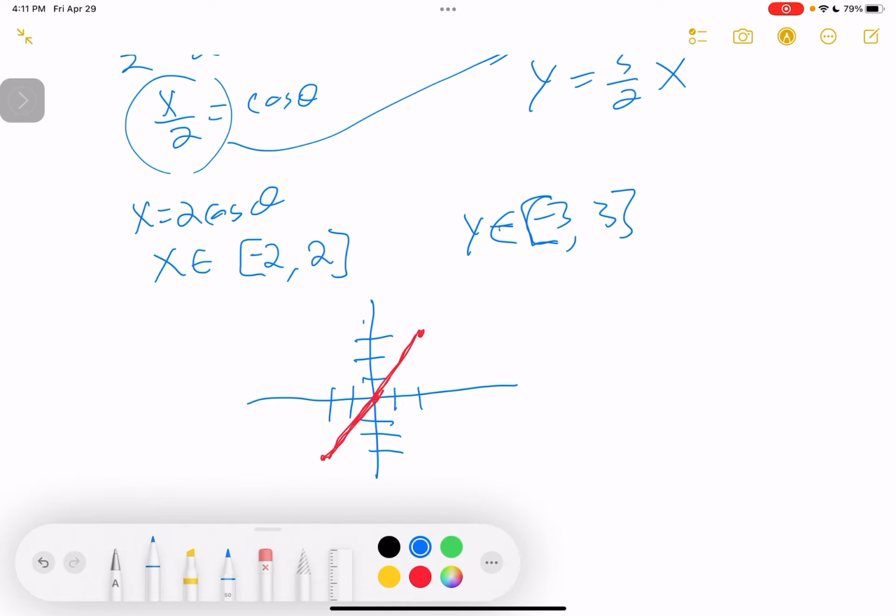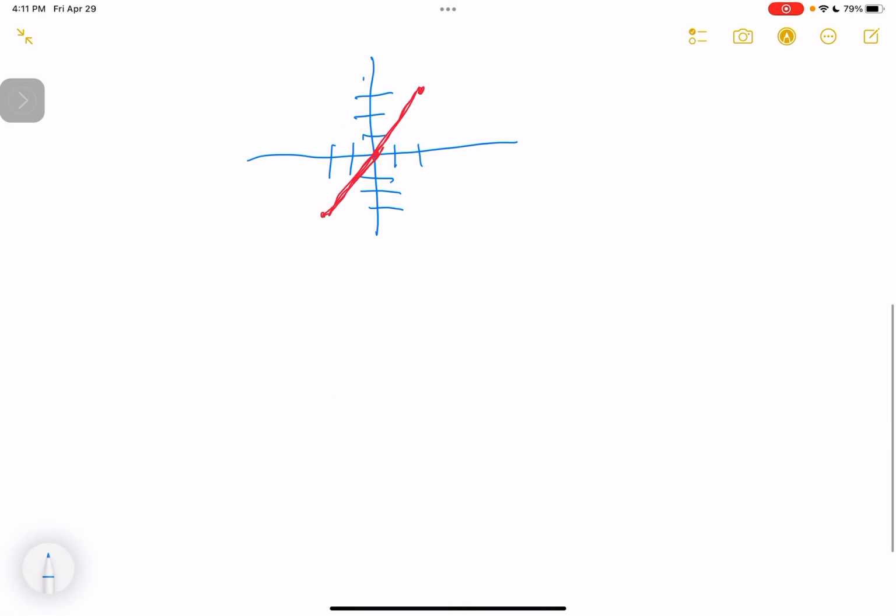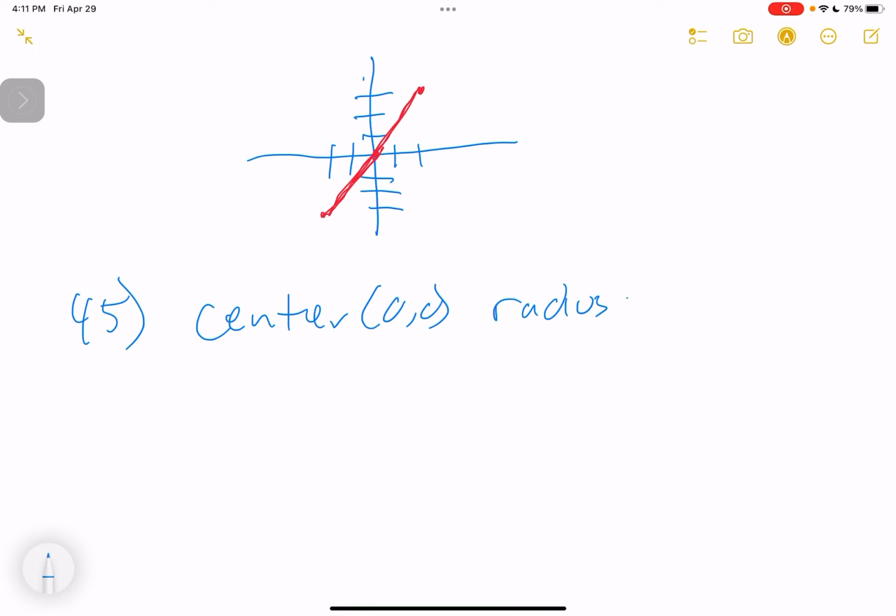Let's go forward and do number 45. 45 says, construct parametric equations for the circle with the given attributes. So we have center at 0, 0, and our radius is 1. So that's going to be x squared plus y squared equals 1 squared.